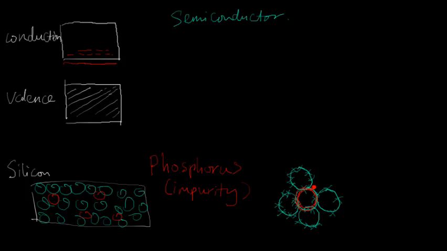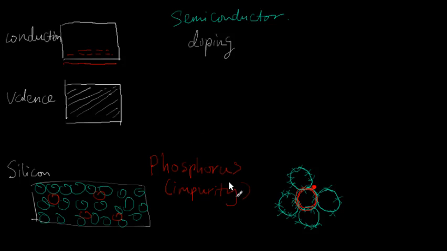And this process of increasing the conductivity of silicon is called doping. Doping means adding some impurity to the silicon. Okay. Now, but this is not the only way of doing the doping.